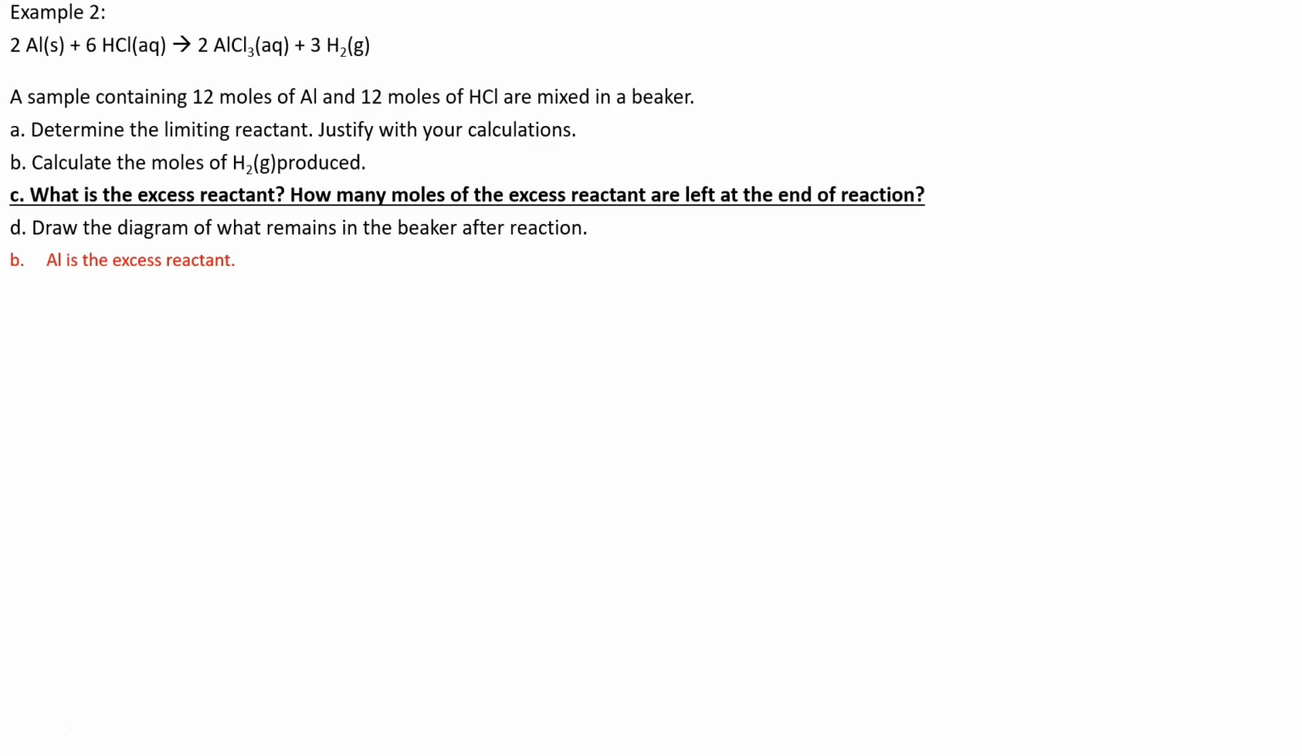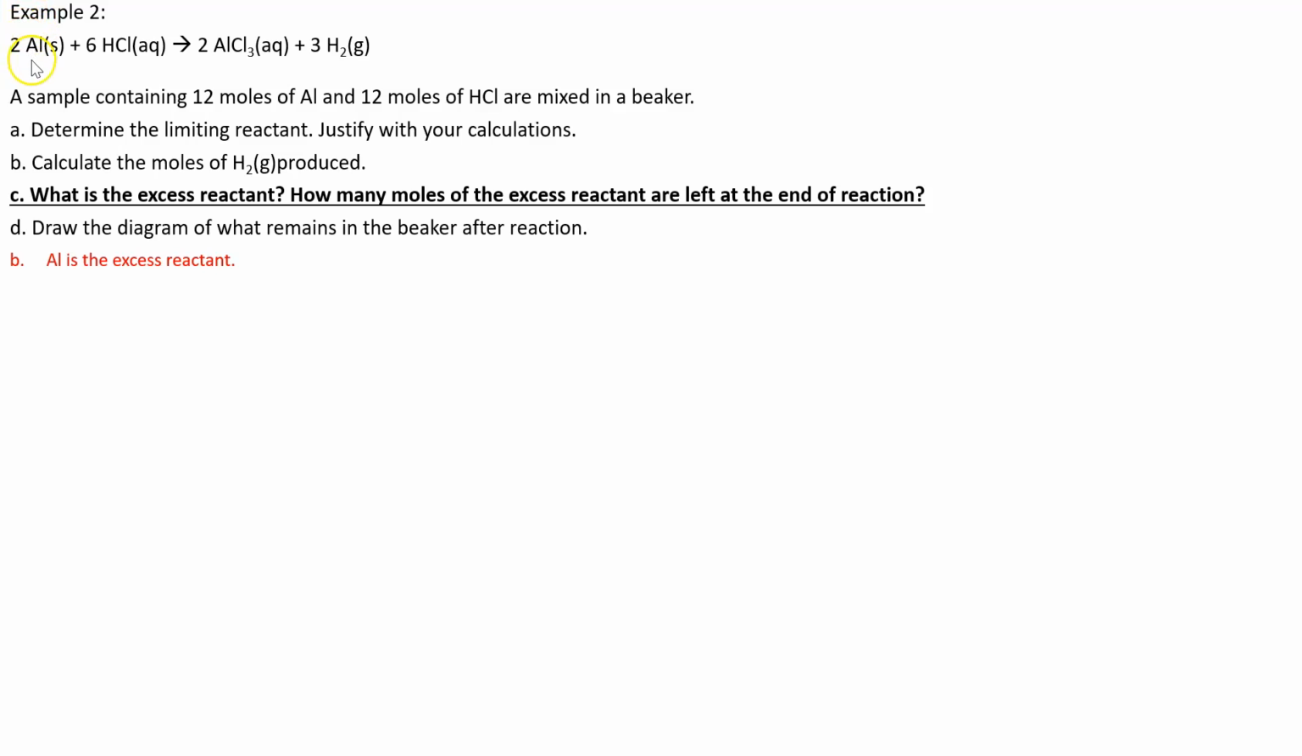The way we're going to find that is by subtracting the amount that's used from the amount that's given. The amount given in the problem is 12 moles of aluminum. I just have to figure out how much is used and then subtract from that number. The way we do that is by setting up a stoichiometry problem or ratio where we have 12 moles of hydrochloric acid, our limiting reactant, over 6 moles of hydrochloric acid. If that's all used up, how much aluminum is used?